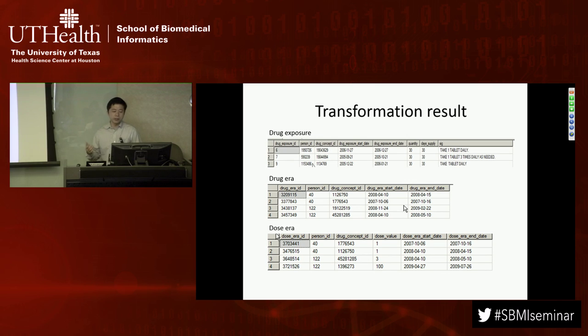And here's what the transformation result looks like. We have the three tables. The drug exposure table includes information like the concept, the start date, the end date, and also the quantity, days supply, and some signature information. For the drug era table, we include the drug concept ID, and the drug era start and end date. And for the dose era, besides such information, we also include the dose value.